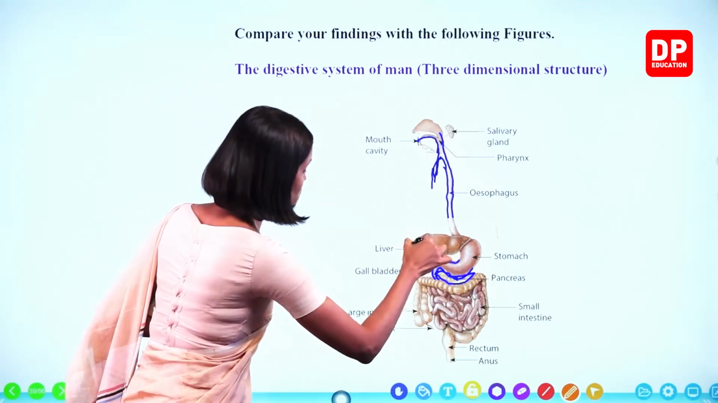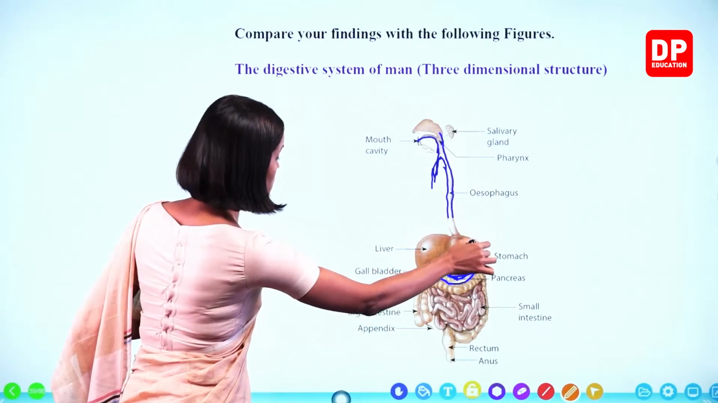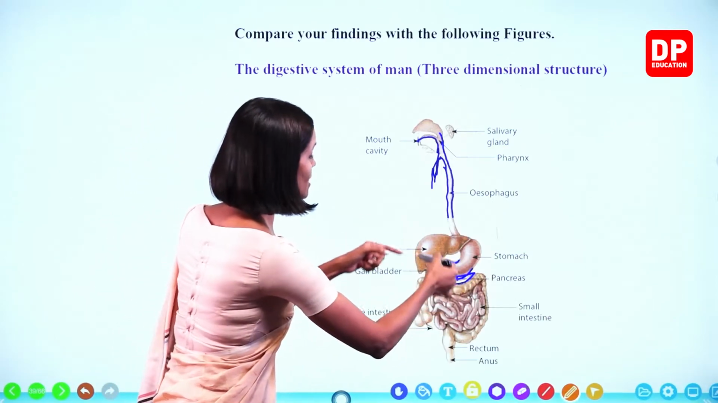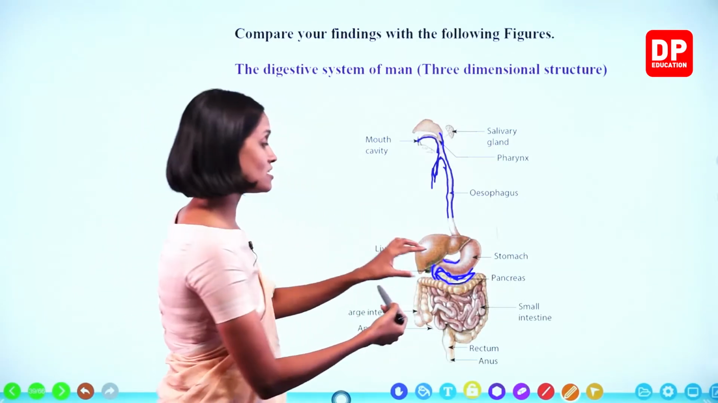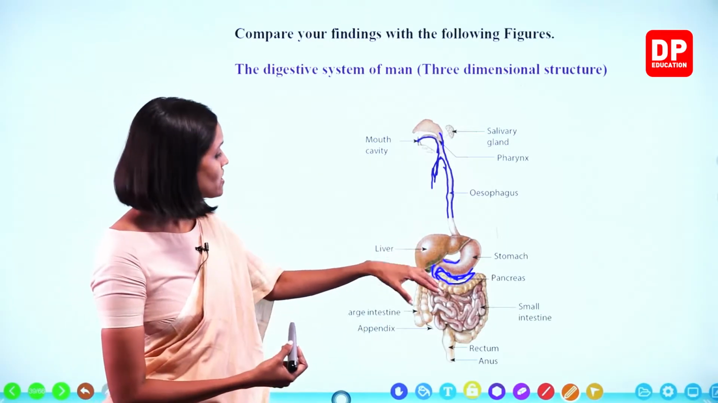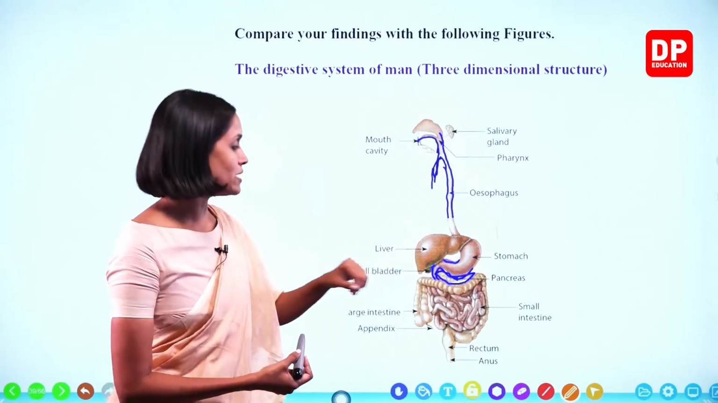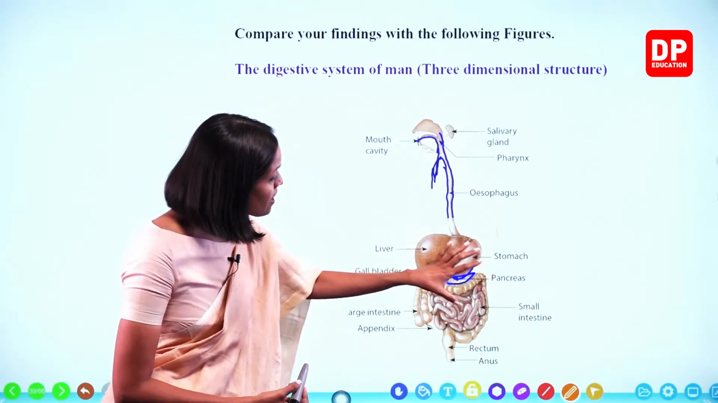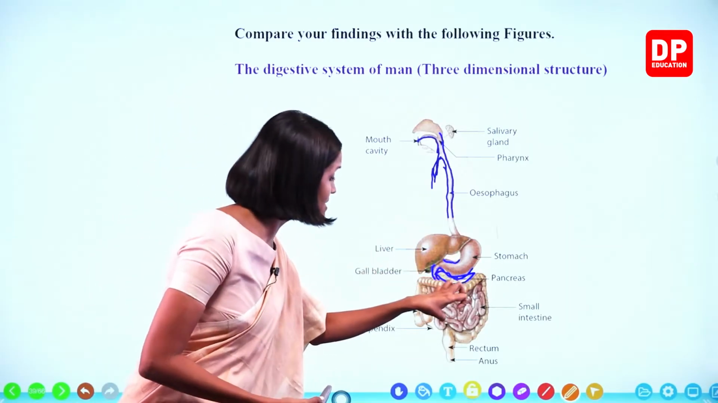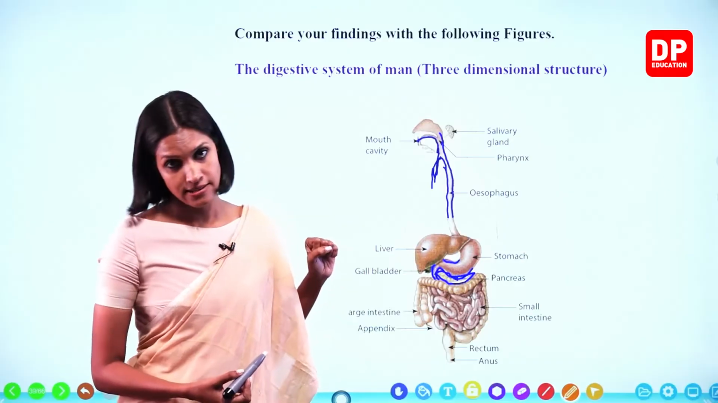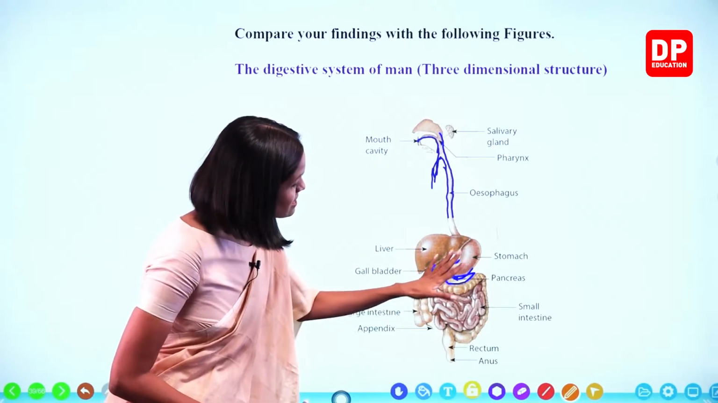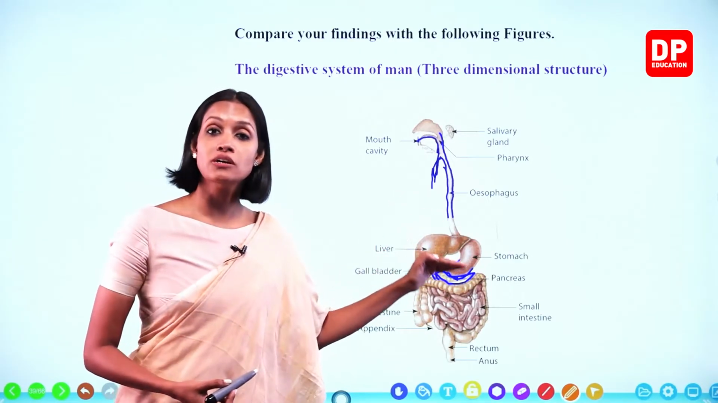So, when the food goes from the stomach to the small intestine, what happens, children? Food gets mixed with the digestive juice secreted by the pancreas and the gallbladder. Right, children? Then the food enters the small intestine. When the food goes halfway through the small intestine, the digestion completes. Even in the small intestine, digestive juice is added.